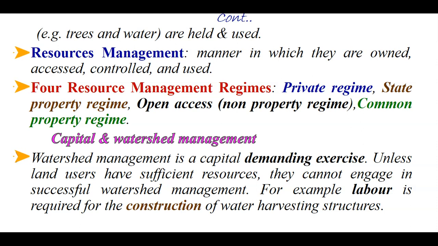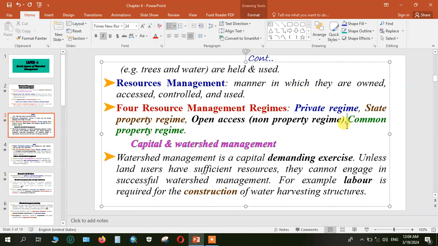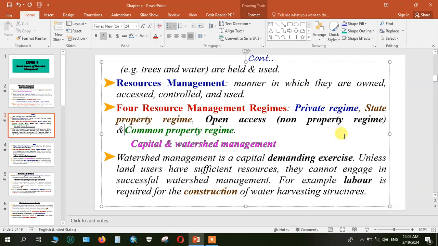What are the regimes of resource management? Here are the resource management regimes. The first one is the private regime, then the state property regime, then open access, or simply no property regime, and the last is the common property regime.